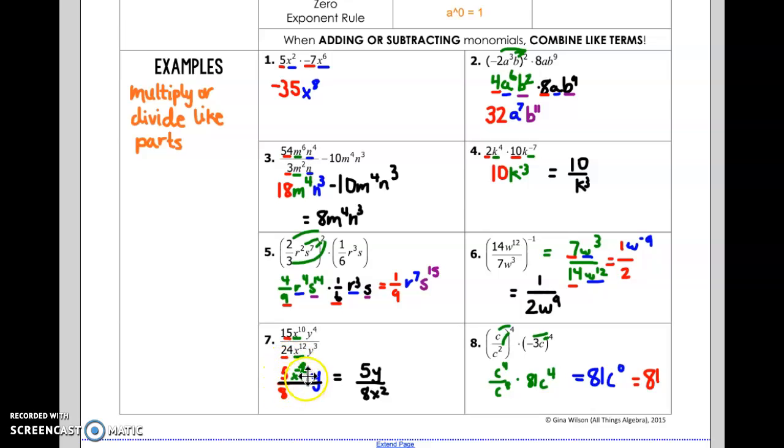I have a negative exponent though, so I want to make sure that I move that x squared to the denominator. Number 8, when I subtract here, I would get c to the negative 4, but I'm taking that times c to the 4th, so when I add those exponents together, I get c to the 0.